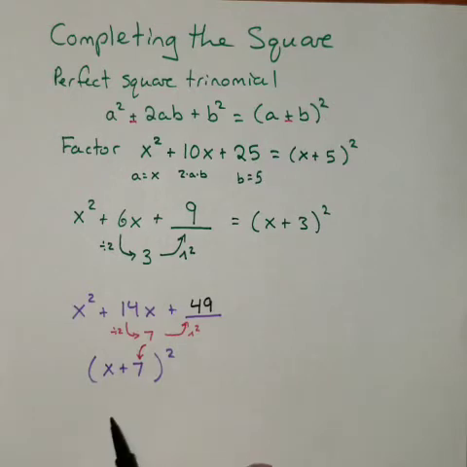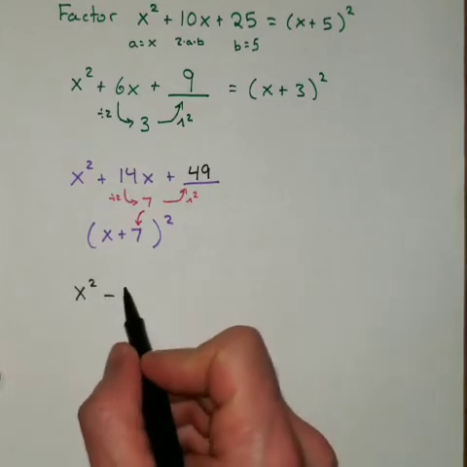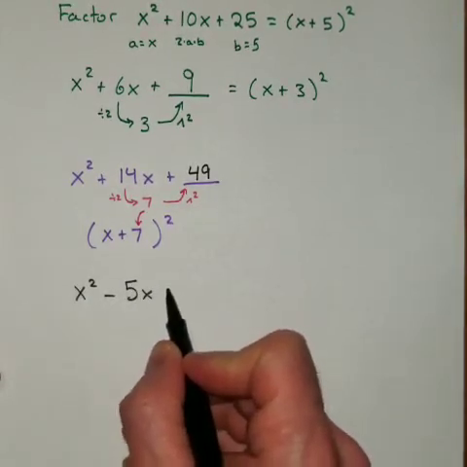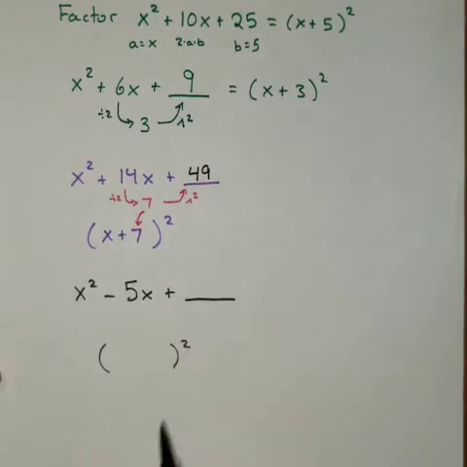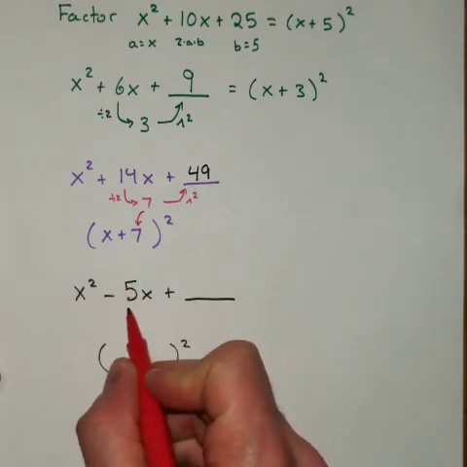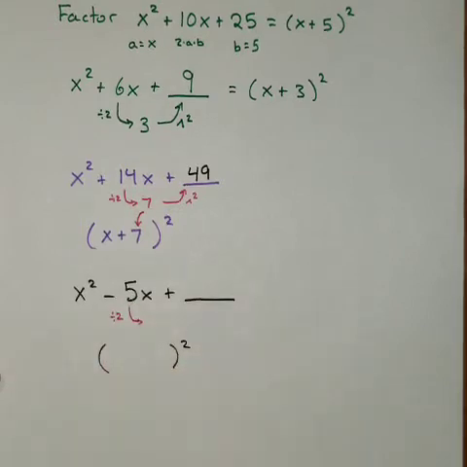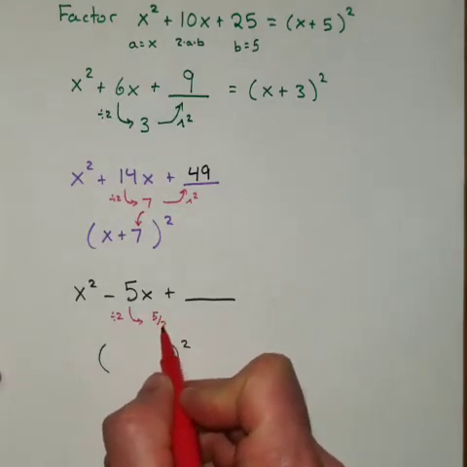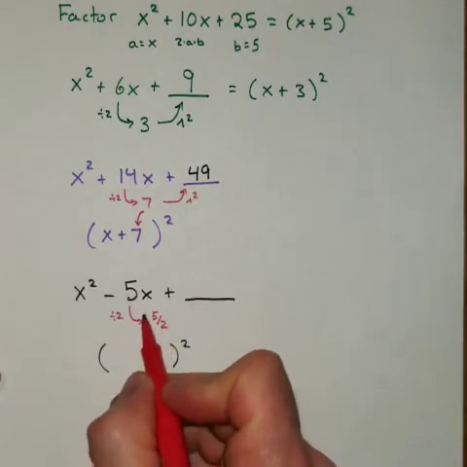Let's slide this down. Let's try x squared minus 5x plus blank, and then we'll factor it into something squared. Well, this one's a little bit trickier. The reason it's trickier is because I have an odd number in the middle, and so when I cut that in half, 5 divided by 2 is going to give me a fraction, which is okay, I can do that. It's just 5/2. And it's also going to be negative, right? I have a negative in there.